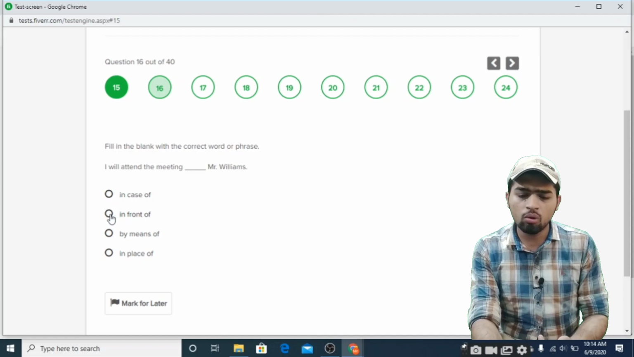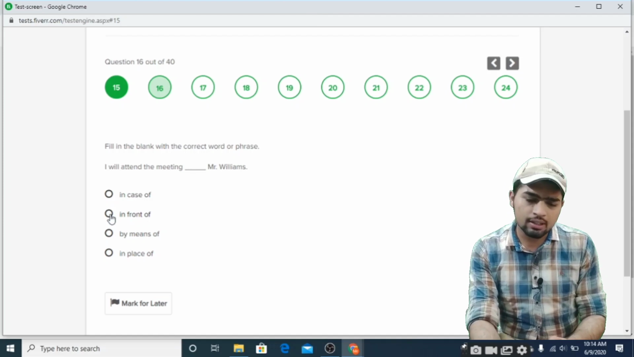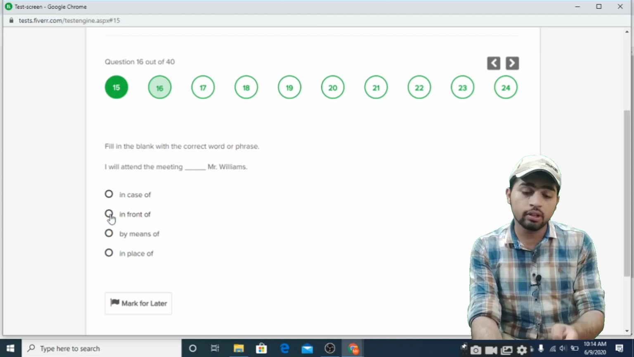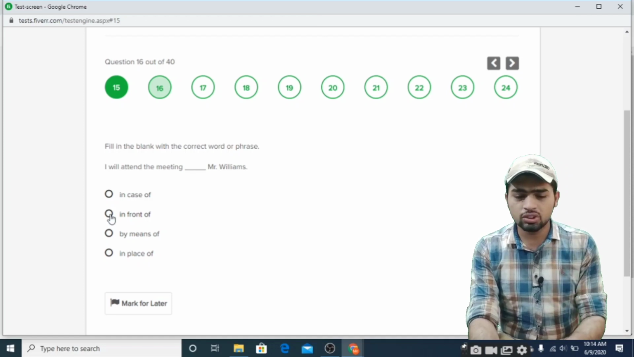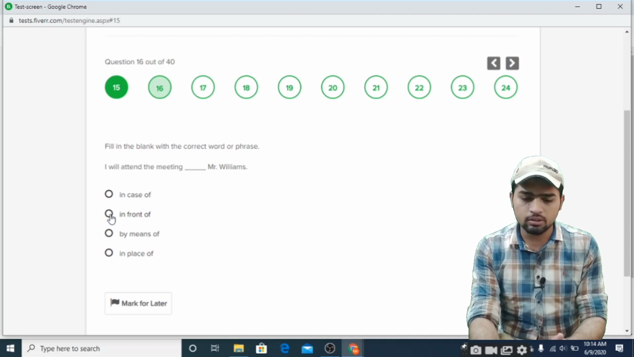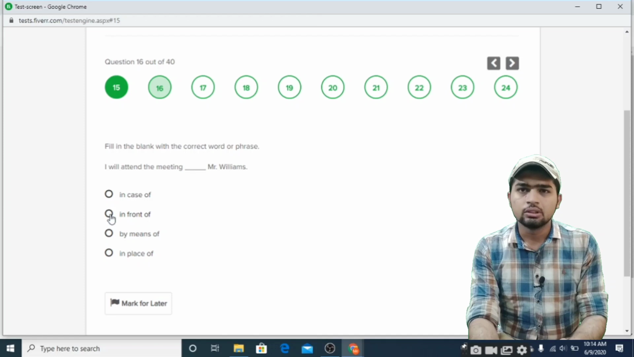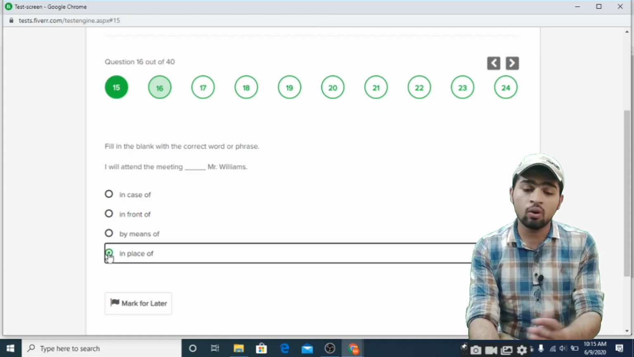By means of or in place of. In front of seems a correct answer and in place of also seems a correct one. So I am confused here. In front of the correct answer or in place of. What is the correct answer? I think in place of is the correct answer. So I click on that option and click on next.